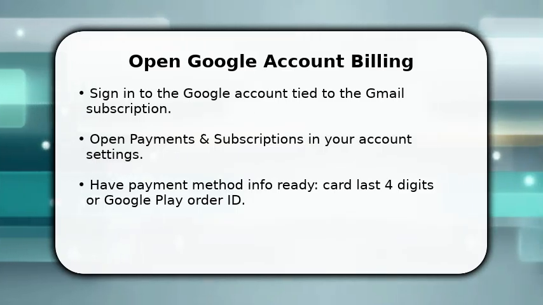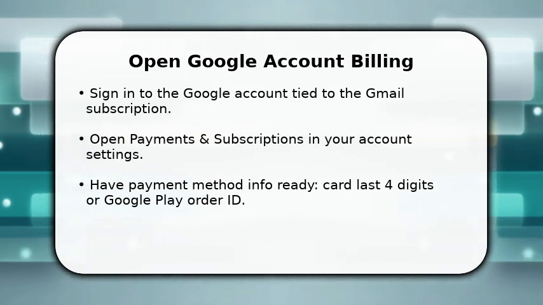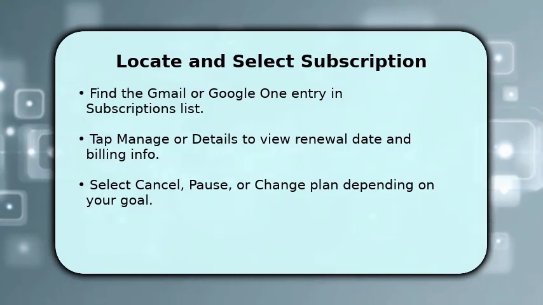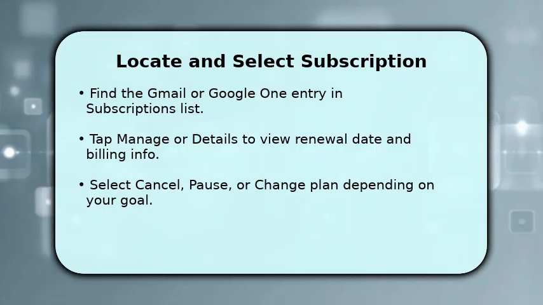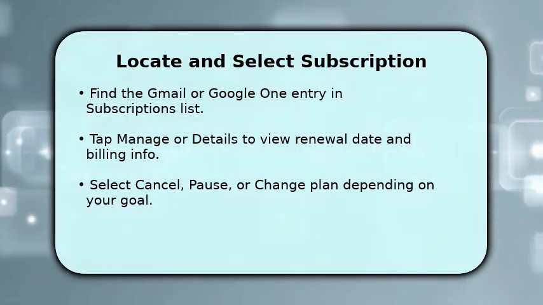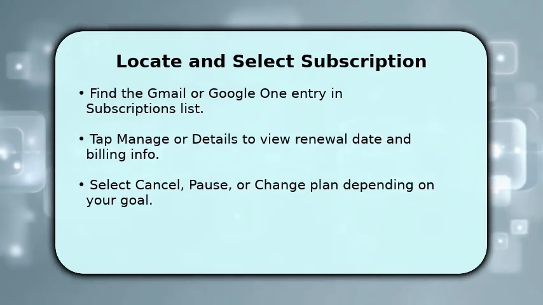Now that you're viewing subscriptions, move to the subscription list and pick the Gmail-related plan to manage. Once you've opened the subscriptions list, locate the Gmail or Google One entry. Its name and renewal date tell you which one to choose. Tap Manage or Details to reveal billing cycles, next charge date, and cancellation options. This matters because refunds or prorated credits depend on timing.